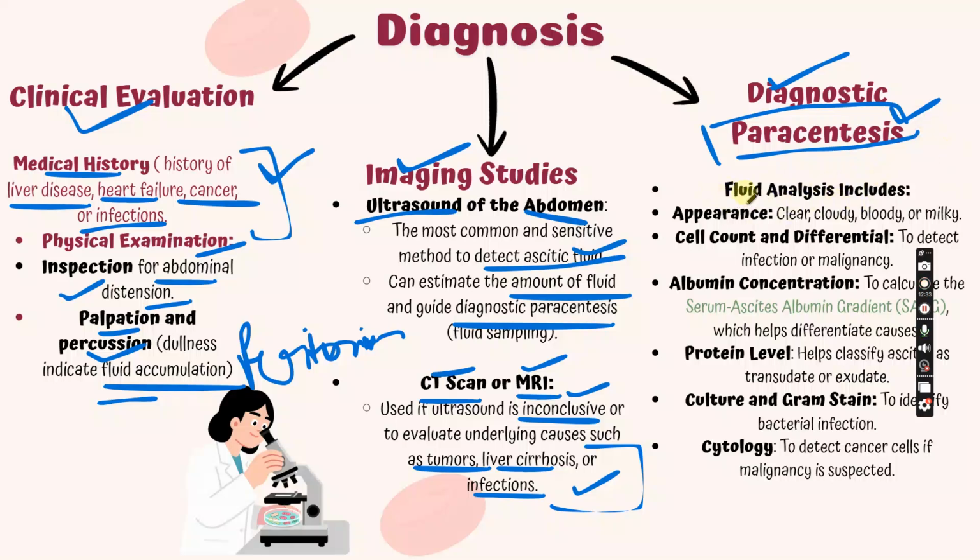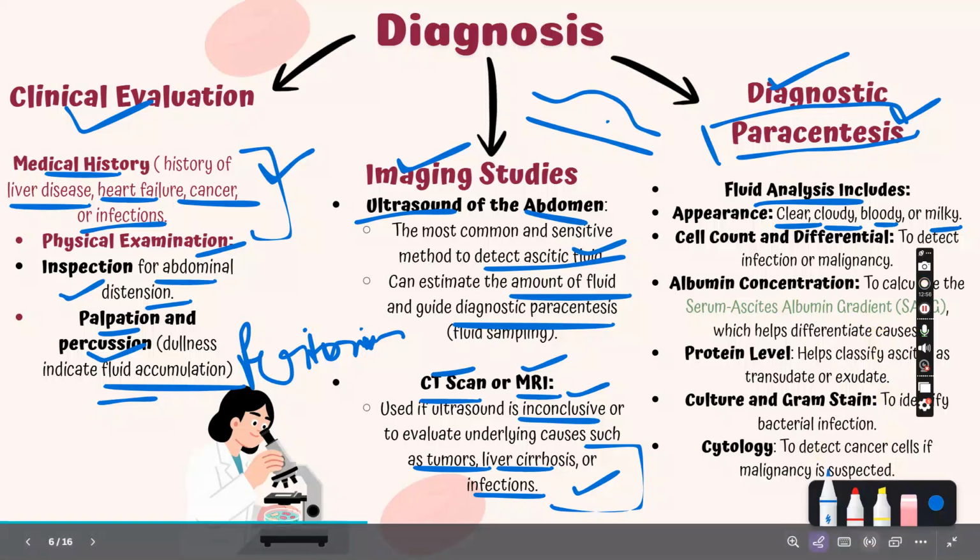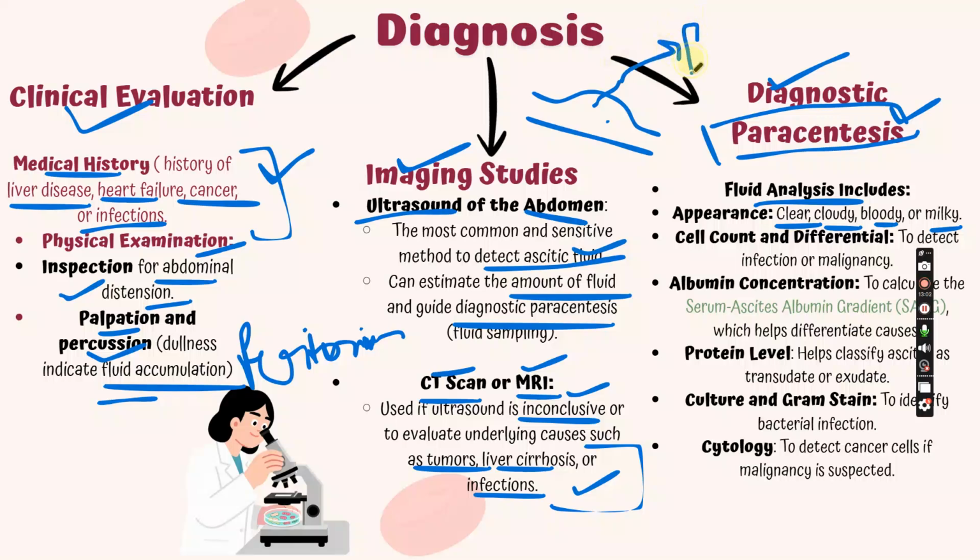So we'll just go from here. During paracentesis, we'll do fluid analysis that will include what is the color of the fluid, is it cloudy or not, is it bloody or is it milky? Imagine this is the patient's belly, and we insert a sterile needle to collect the fluid that has accumulated in the peritoneal cavity. After collecting that fluid, we look at its appearance, whether it's clear, cloudy, bloody, or milky.